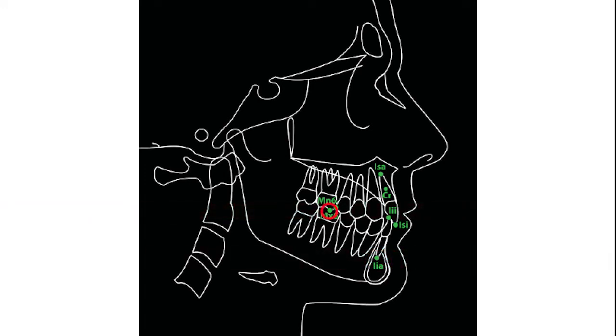MX6 point MBC. This landmark denotes the mesiobuccal cusp tip of the maxillary first molar crown. MN6 point MBC. It denotes the mesiobuccal cusp tip of the mandibular first molar crown.